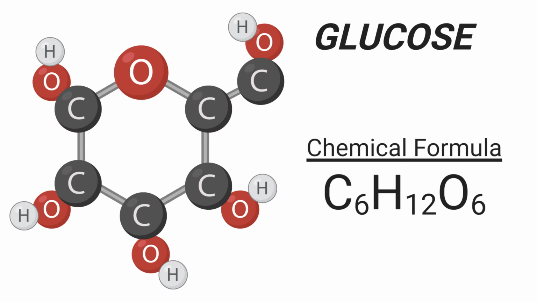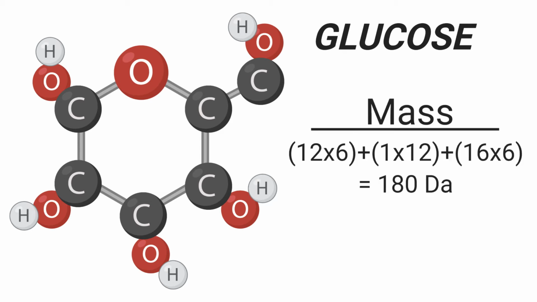Glucose is an important sugar molecule in your body. It has a chemical formula of C6H12O6. In other words, there are 6 carbon atoms, 12 hydrogen atoms, and 6 oxygen atoms. So what is the mass of glucose?